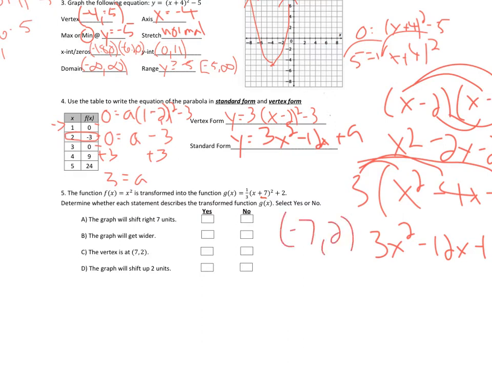And so the graph is not shifted right 7 units. It is actually shifted left 7 units. The graph does get wider because our a value goes from 1 to 1/3. Our vertex is at (7, 2). Again, same issue as A. That is not correct. And then our graph just shifted up 2 units. So our k value does shift up and down. And in this case, it goes the direction of the sign, so it is positive. So this would be yes.